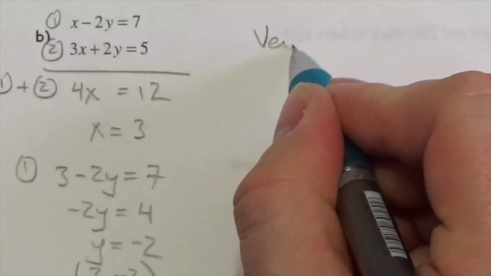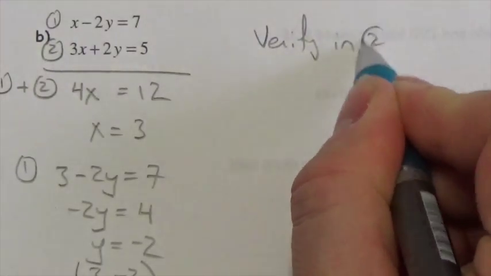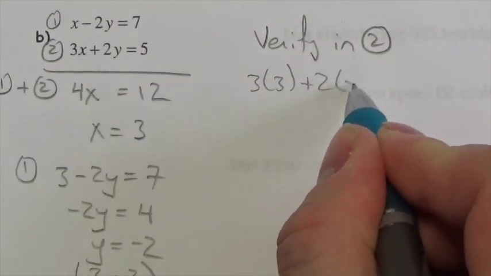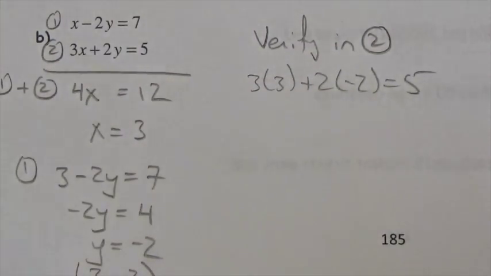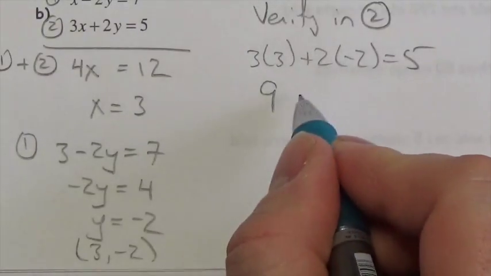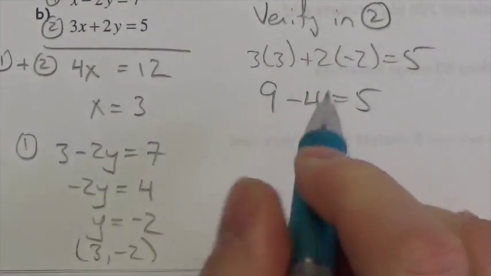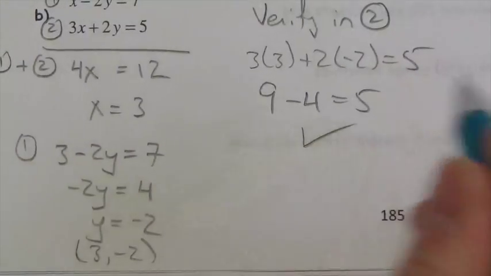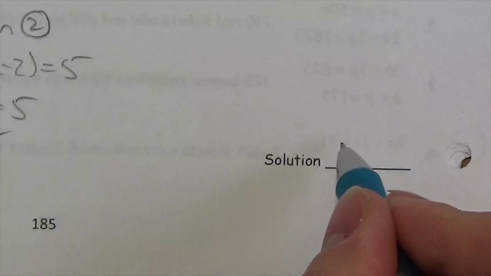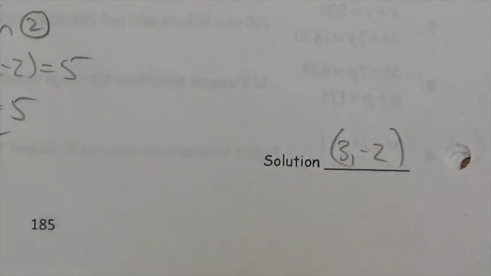I used equation 1 to get my final coordinate, so I'm going to use equation 2 to check it. We're going to verify in 2. So 3 times 3 plus 2 times negative 2. Does that equal 5? Well, 3 times 3 is 9. 2 times negative 2 is negative 4. Is 9 minus 4 equal to 5? Yes. So that point right there, 3, negative 2, is the solution we're looking for.